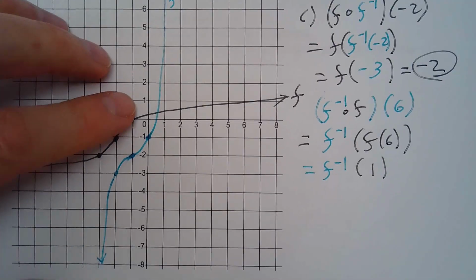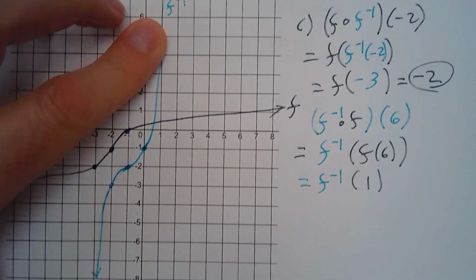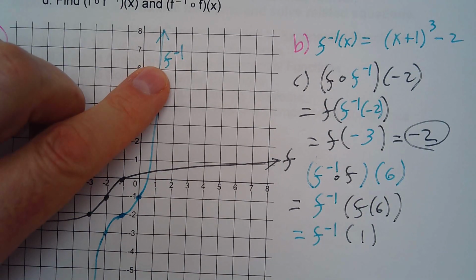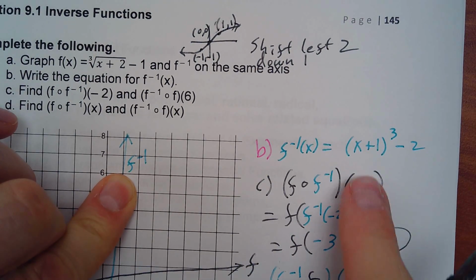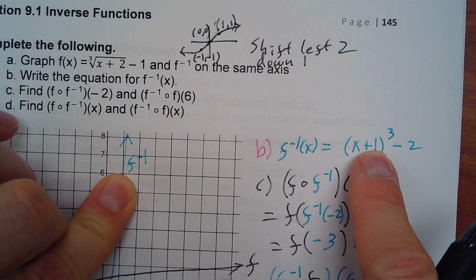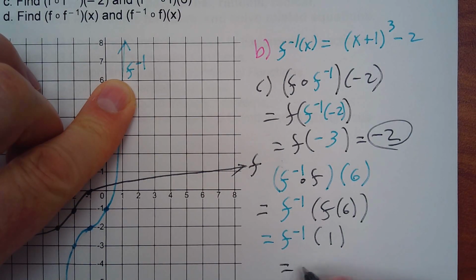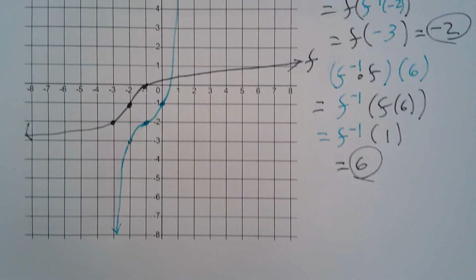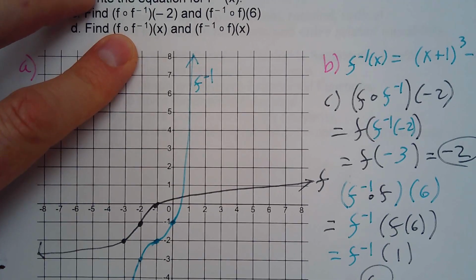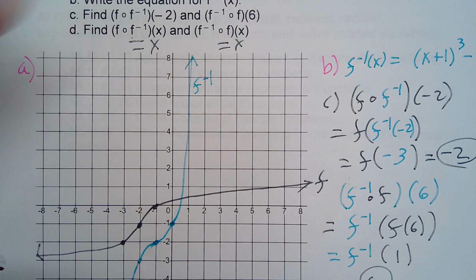And now if I do f inverse of 1, that looks like to be about 6. Now again, I can verify it. If I plug in 1, 1 plus 1 is 2. 2 cubed is 8. 8 minus 2 is 6. So again, notice I'm getting the same thing back that I started with when I composed the inverse. So you can guess what part D is going to be equal to. That's going to be equal to x, and that's going to be equal to x. That's done.